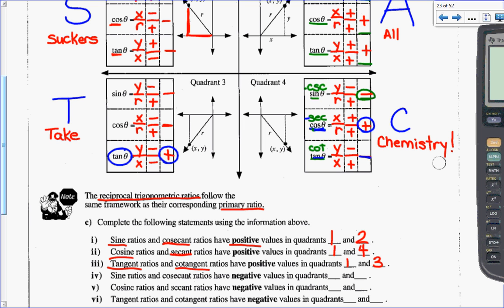Okay, what about negative? Where is sine negative? Well, if sine is positive in quadrant 1 and quadrant 2, then it's negative in quadrant 3 and quadrant 4, right? So its inverse would be as well. Okay, what about cosine? Cosine is positive in quadrant 1 and 4, so it's negative in quadrant 2 and 3. And so its inverse, its reciprocal, would be as well. And tangent? Tangent is negative in quadrants 2 and 4, and so its reciprocal function, cotangent, would be negative in quadrants 2 and 4 as well.